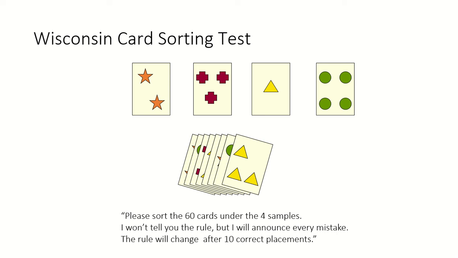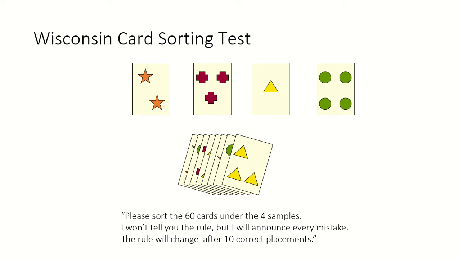What happens in this test is the following. You see people get a deck of cards, and there are four cards on the table, and these cards differ in several different ways. So they differ along the dimension of shape, they differ in the dimension of color, and in numerosity. So some cards have 2 items on them, some 1, some 3, some are red, some are green, some are triangles, some are circles, and so forth.